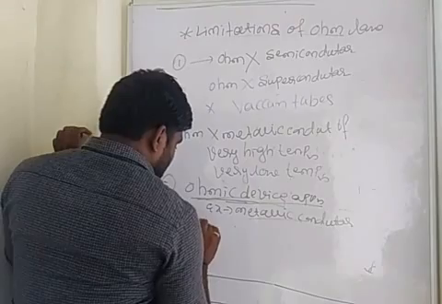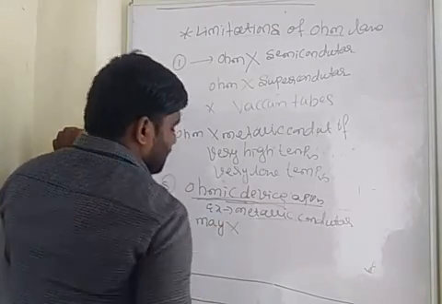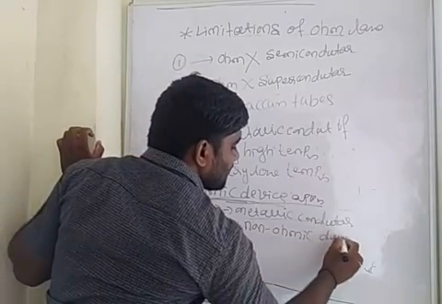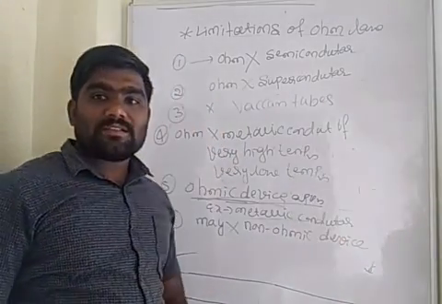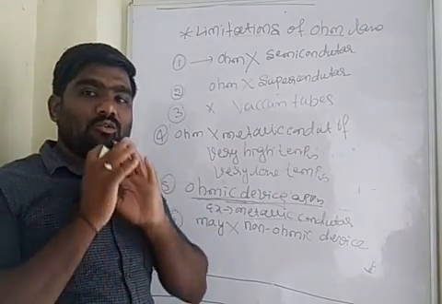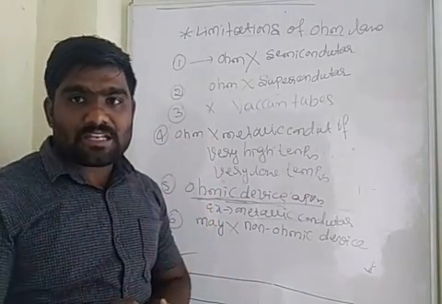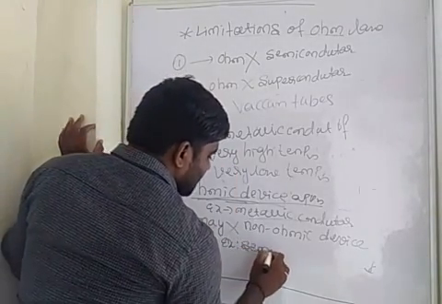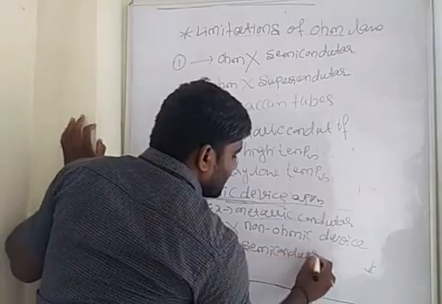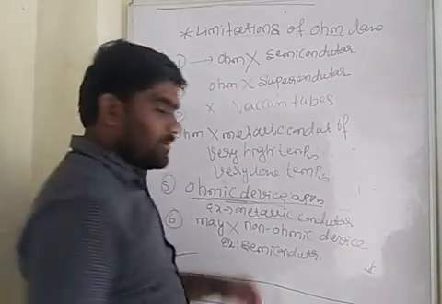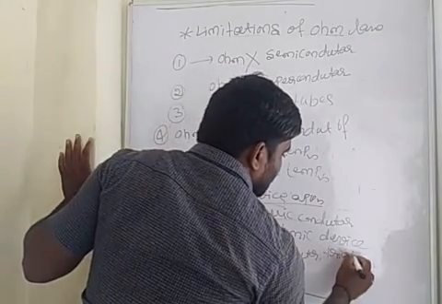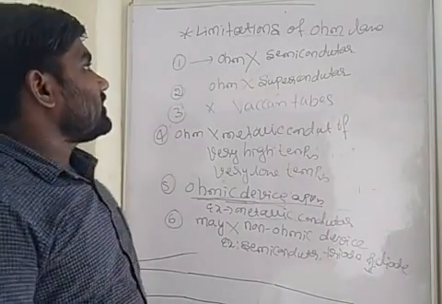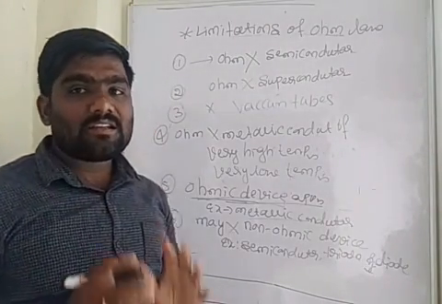What are non-ohmic devices? These are the devices in which Ohm's law is not applicable. For example, semiconductor, triode and diode. In these cases, Ohm's law is not applicable.